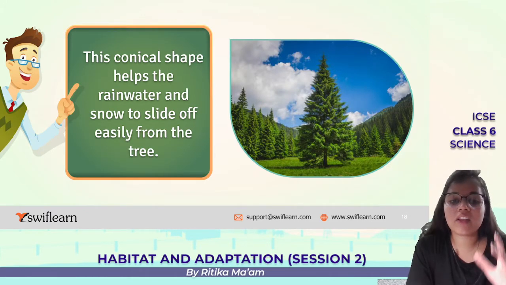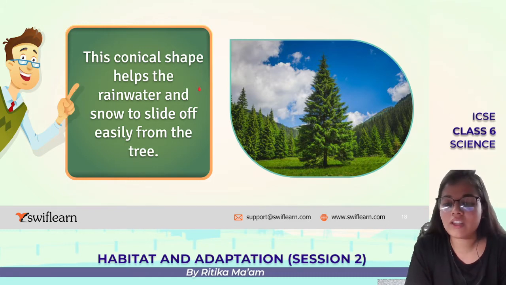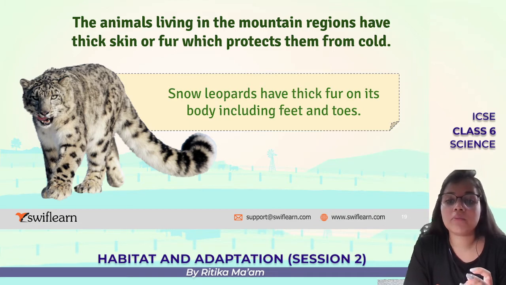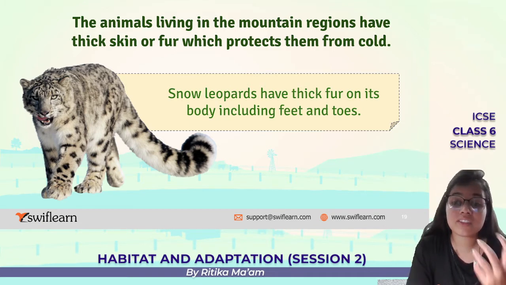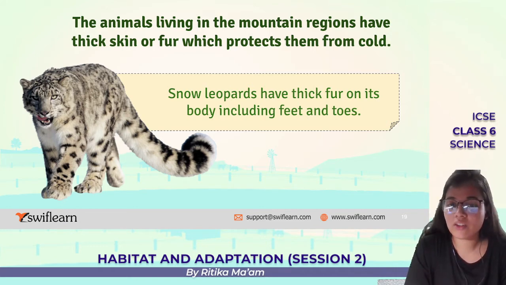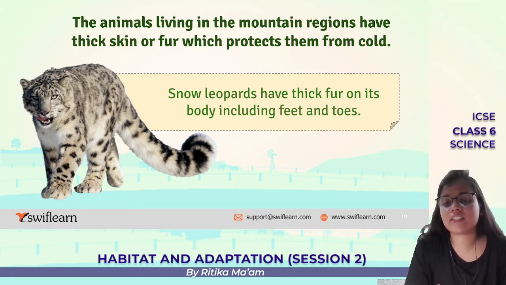So it helps the rainwater and snow to slide off easily from the tree, and the tree does not get destroyed. Next, talking about the animals which live in the mountain region, they need to save themselves from the cold weather, right? So their skin is very thick, and they have a fur coating so that they can be protected from the cold winds over there. Snow leopards, polar bears, etc. have very thick fur on the body, and their feet and toes are also covered with fur.